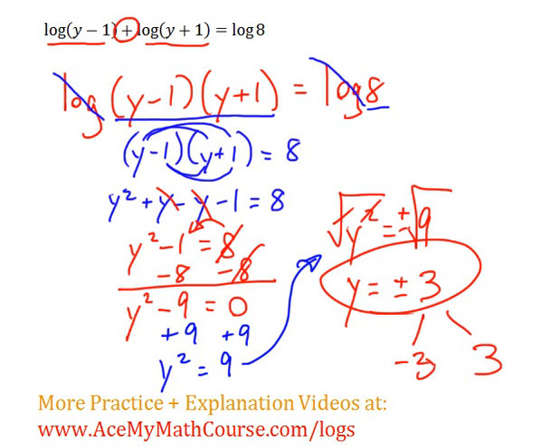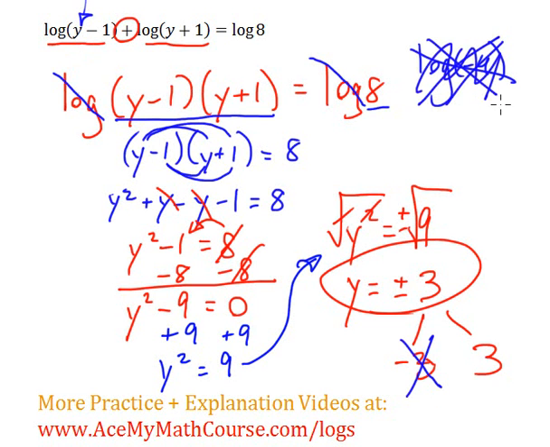Why is that? Because if I were to plug it back in for y over here, for example, I'm going to get negative 3 minus 1, which is negative 4. And the log of negative 4 just doesn't exist. So we were restricted here. We can't use the negative 3. So we're going to reject the negative 3 as an answer. The log of a negative number just doesn't exist. There's no such thing.